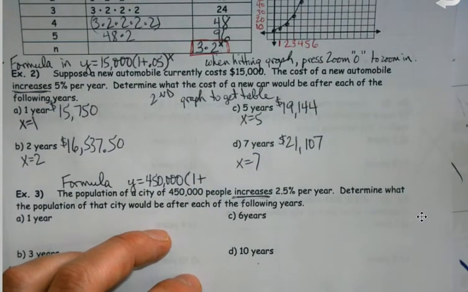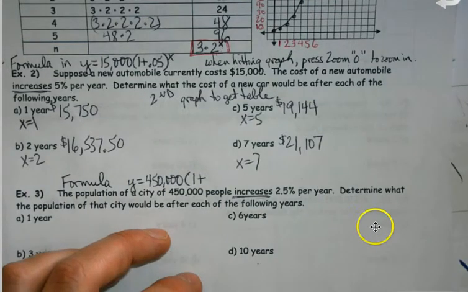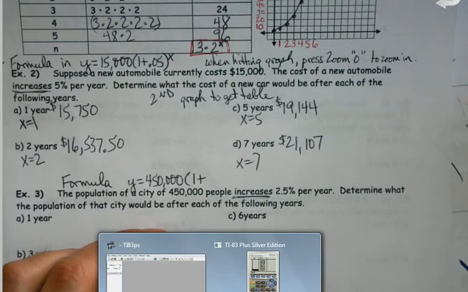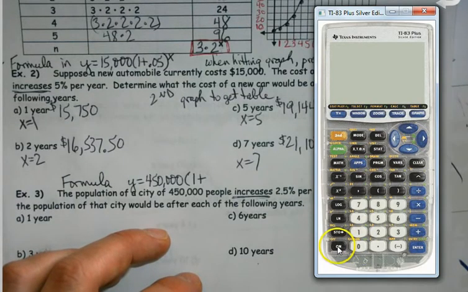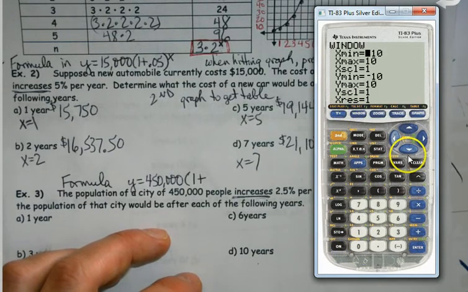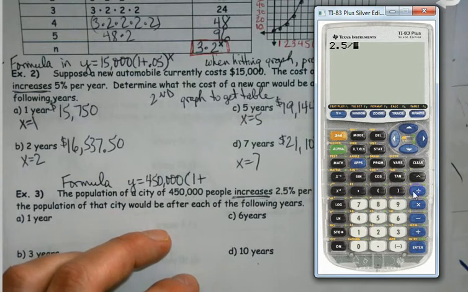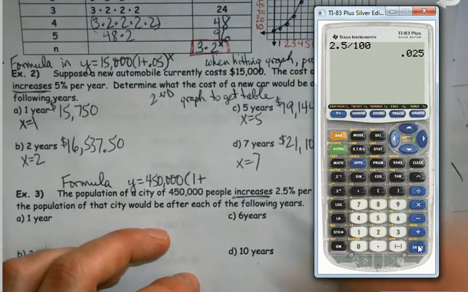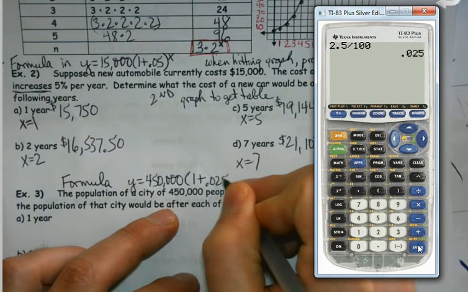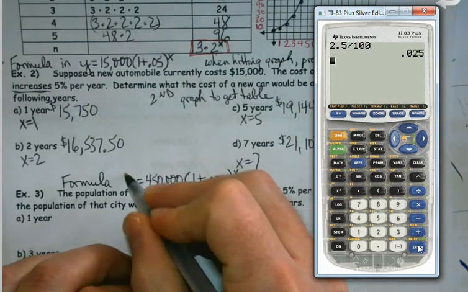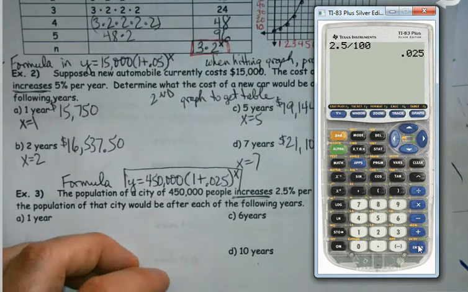You always put a 1? Yep, always put the 1. How do I make 2.5% in its decimal form? Okay, we're close. Whoops, hang on a second here. I got to get out of here. Okay, remember, you can always take the percentage, divide it by 100, and whatever decimal you get there, that's what we're going to use. So this is my formula.